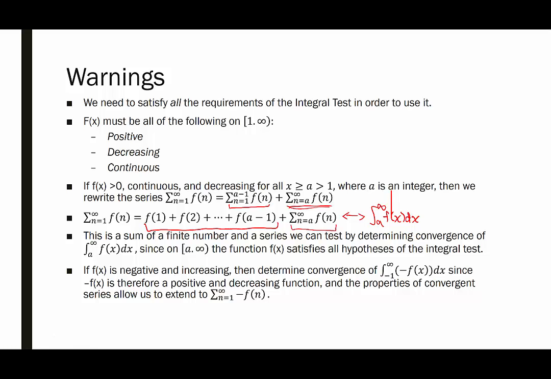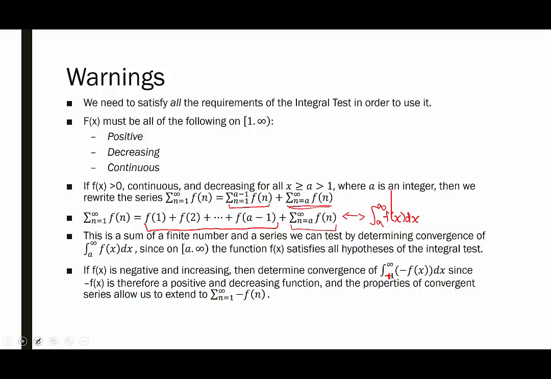If the function is negative and increasing everywhere, you could still determine the convergence of the associated series. I don't know why that's a negative one. That should be a positive one there. So you could find the convergence of the improper integral associated to -1 times f of x, since that would be a positive and decreasing function. And then the properties of convergent series allow us, if we find that the series of -1 times f of n converges, then the series of +1 times f of n would also converge.